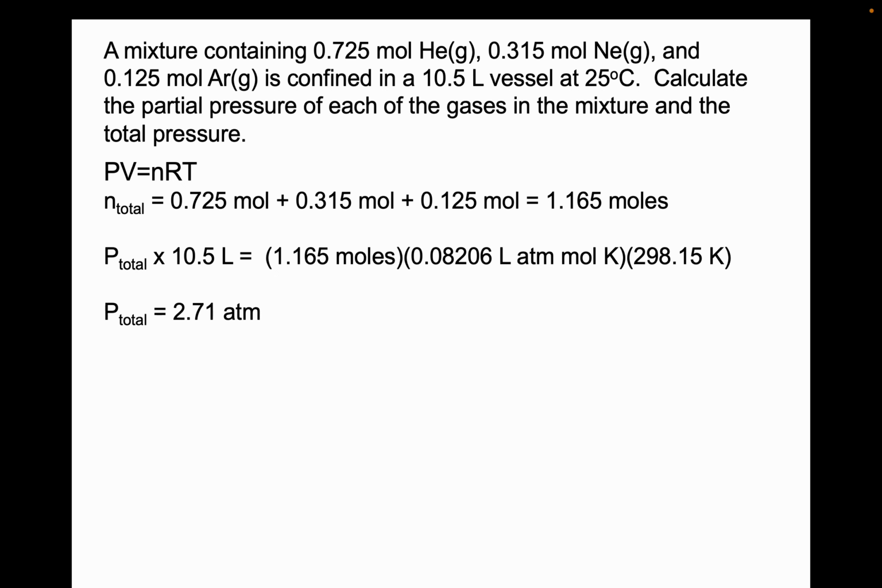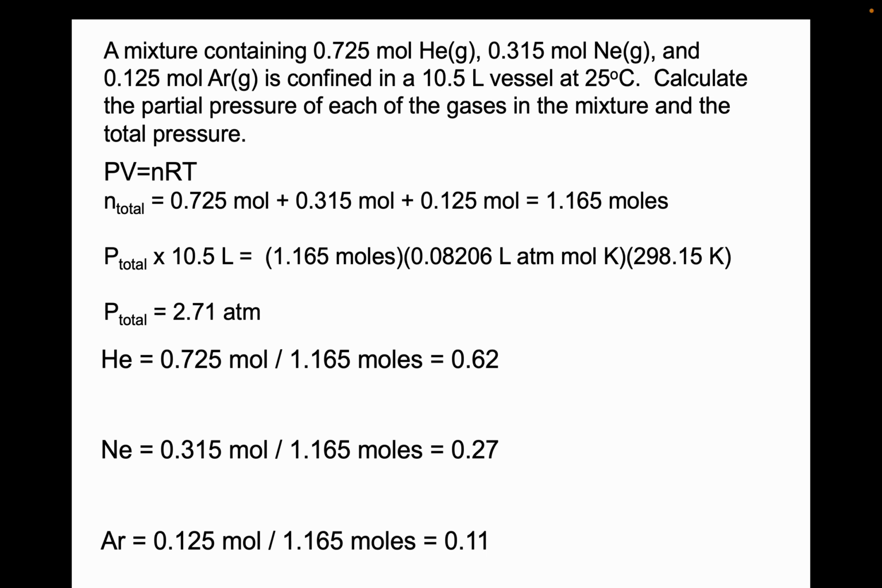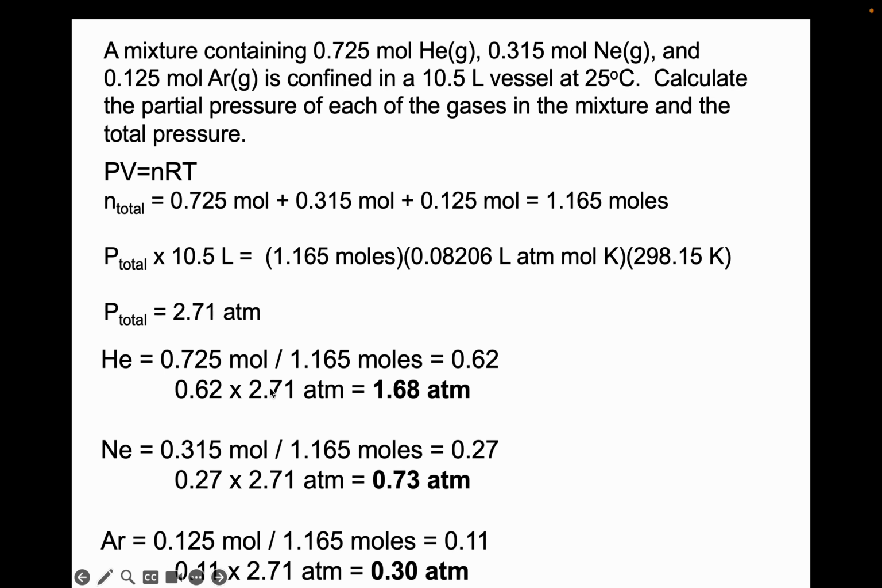My first step would be to figure out what would be the total pressure. We can add up the mole amounts for each of the provided gases to get the total number. Put that into a PV equals nRT expression to figure out what the total pressure is. Then, what would be the contribution from each of the different components? Well, I could see how many moles of each of the gases I have relative to the total number. This is getting the mole fraction. The mole fraction times the total pressure would be giving me the partial pressure of each one.